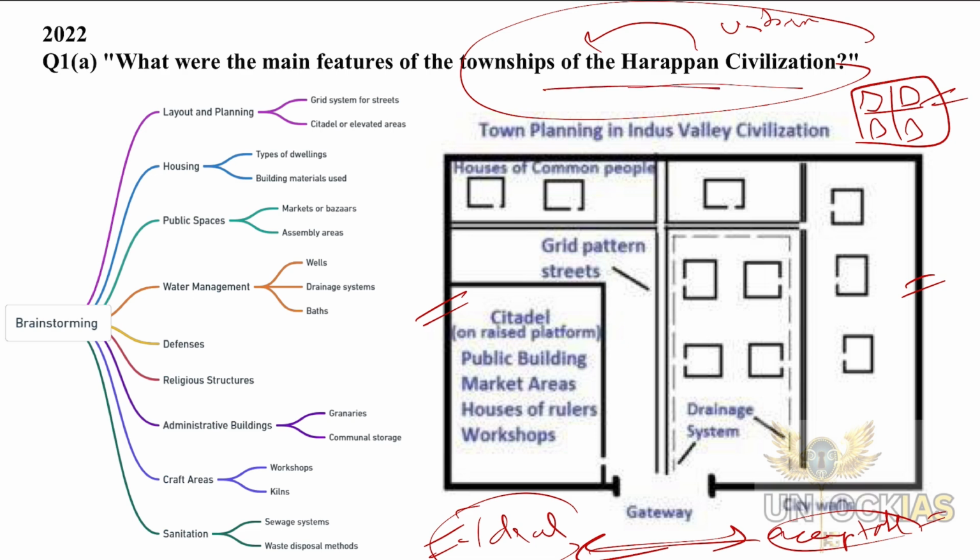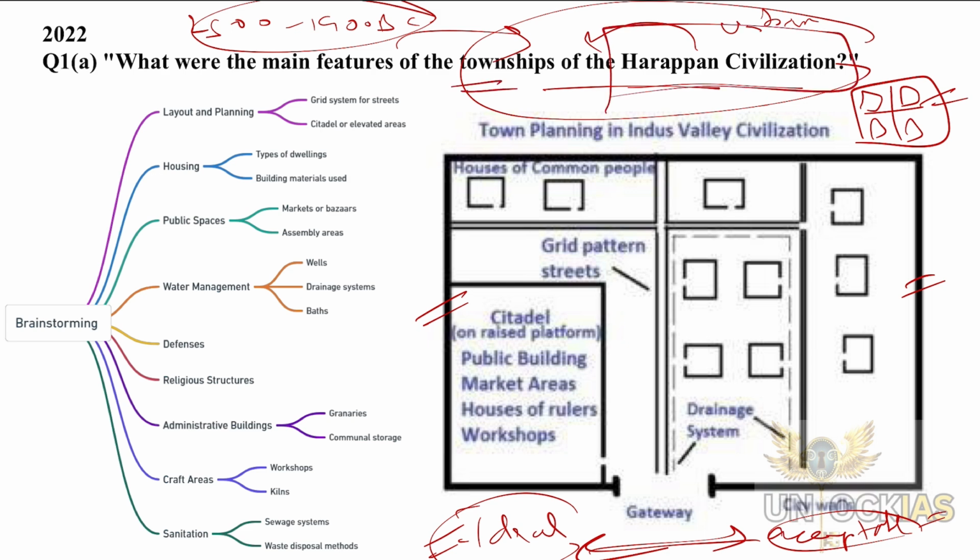Main features of townships of the Harappan civilization. Very quickly, you can start off with IVC and how it was one of the earliest urban civilizations. You're setting the premise in place, and how it flourished around your standard 2500 to 1900 BC. Very well known facts. This is nothing extraordinary, nothing that we have not read in our basic sources. And what were the main features of the townships of the Harappan civilization?